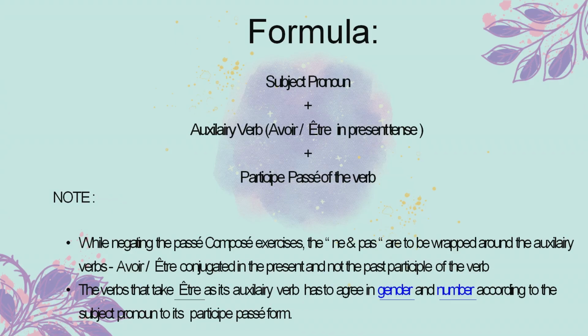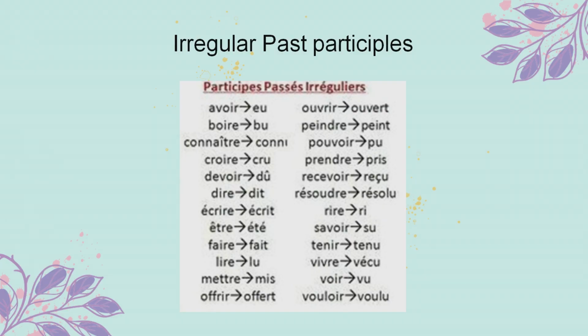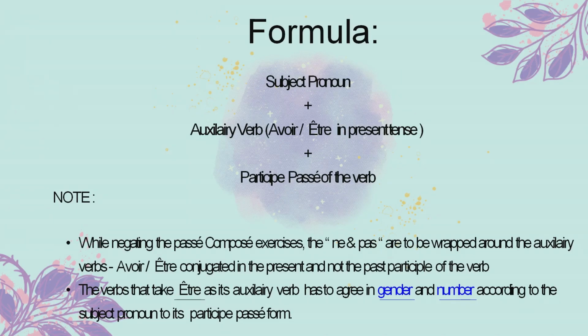Then coming to the participe passé. What is this participe passé? In the negative, in the passé composé, the ne pas are wrapped around the auxiliary verb avoir or être conjugated in the present tense, not the past participle of the verb. The verbs that take être as their auxiliary verb agree in gender and number with the subject pronoun in the participe passé form.